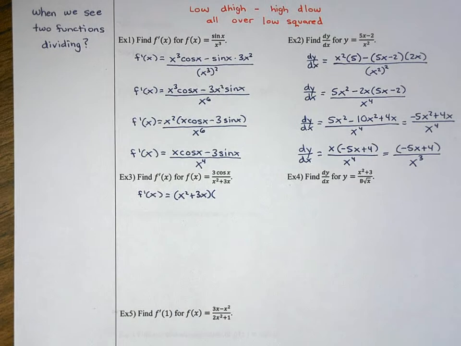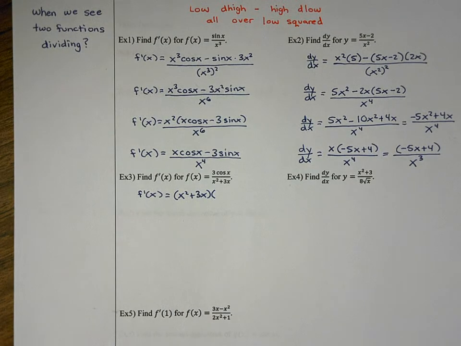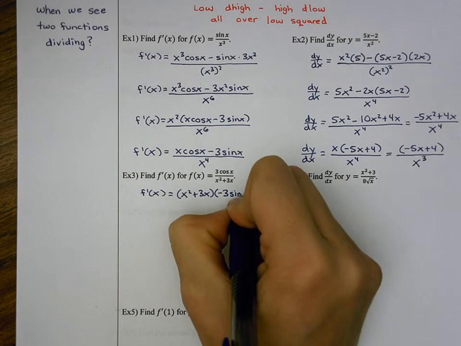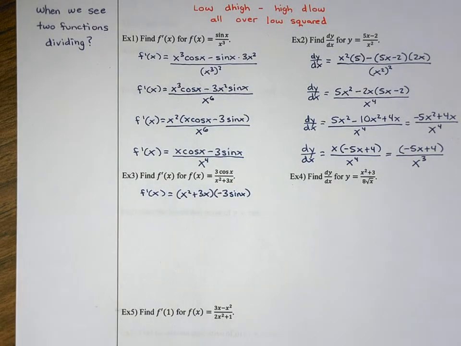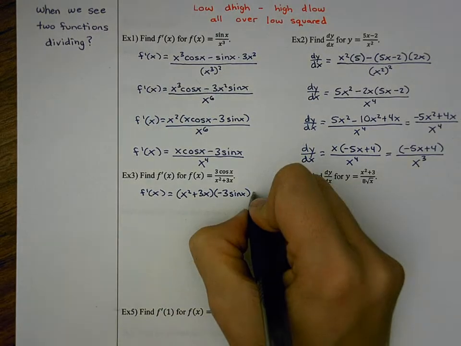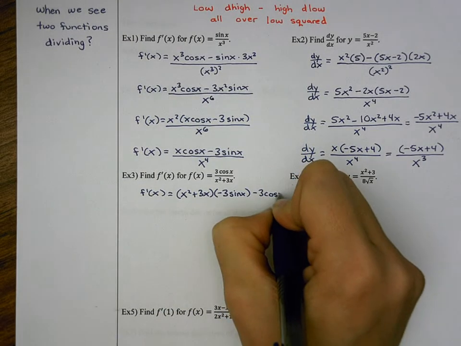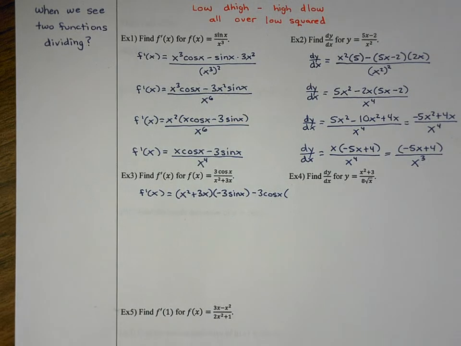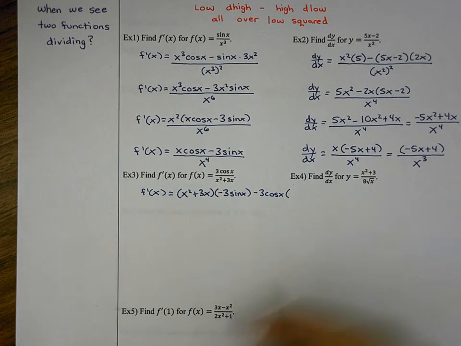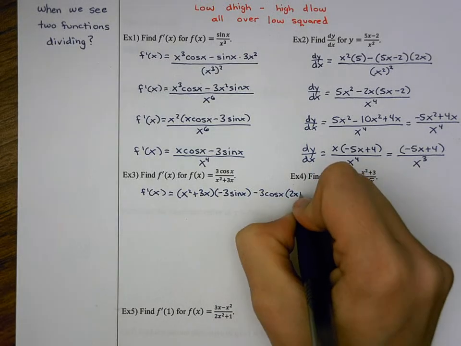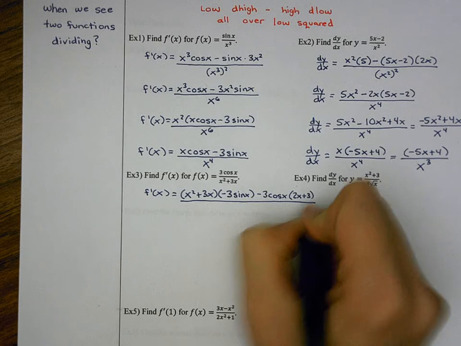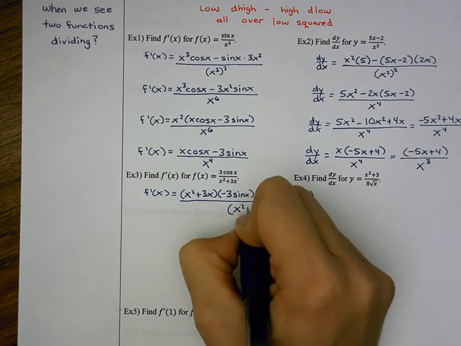D high, what's the derivative of cosine? We have negative sine, and that 3 is a coefficient, so it's just hanging out. Minus high, my 3 cosine x. D low, what's the derivative of x squared plus 3x? That would be 2x plus 3. All over low squared.